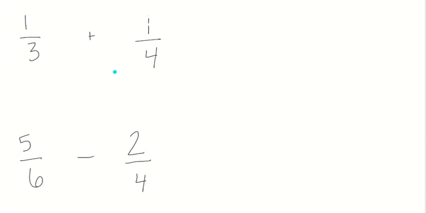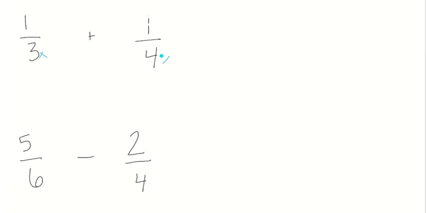So let's go ahead and try 2 more. I do have a subtraction one in here. It's the same process, except you subtract the numerators instead of adding. So we have 1/3 plus 1/4. We need these two numbers to match. Can 3 be multiplied by something to get 4? No. So we're going to have to multiply both numbers by something.